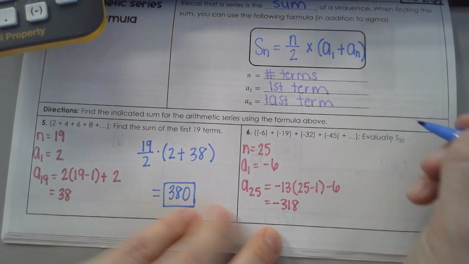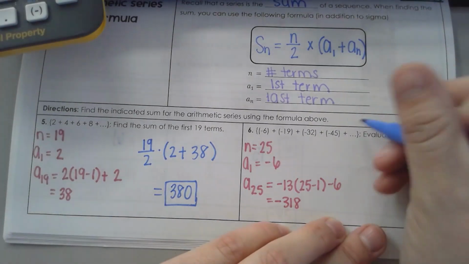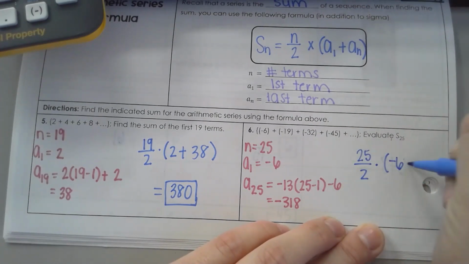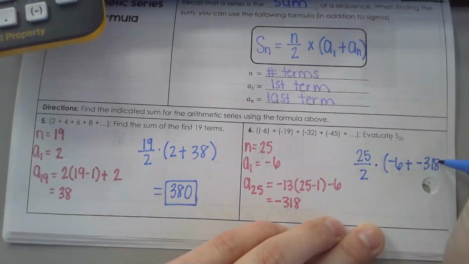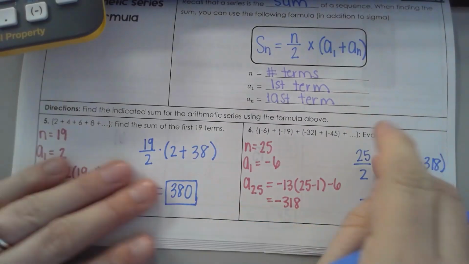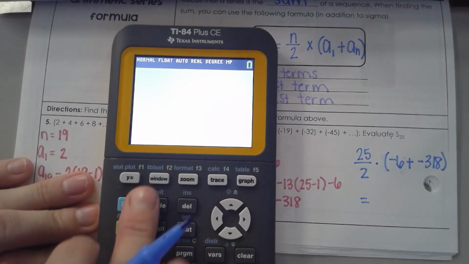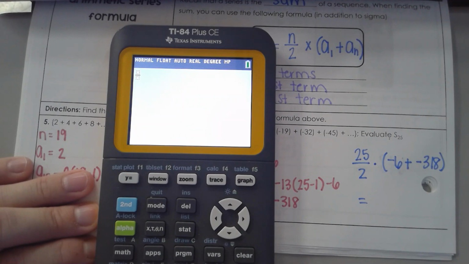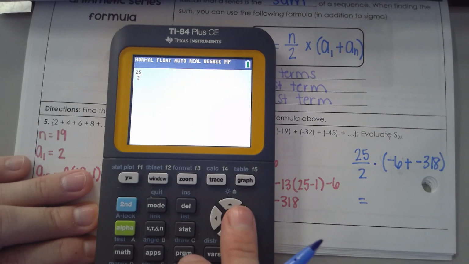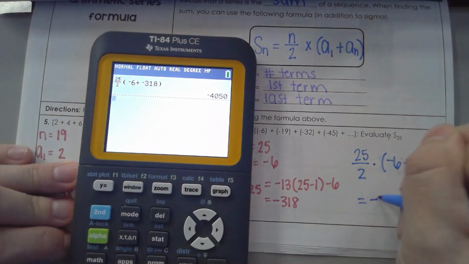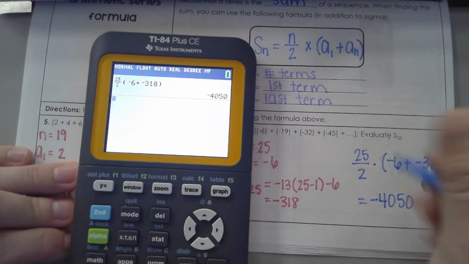And then we can just find the sum by doing 25 over 2 times negative 6 plus negative 318. Negative 4,050.